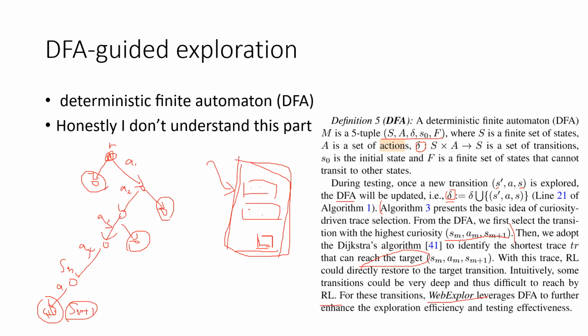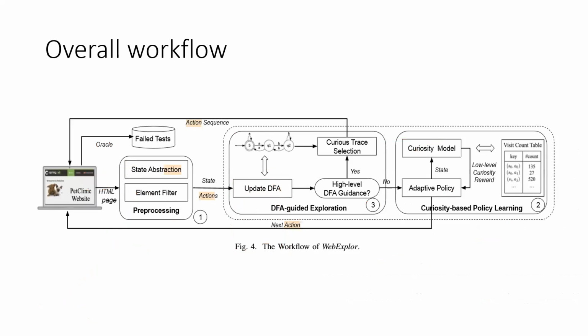So okay, this is the overview of the web explorer. Basically, they extract the state and then they interact with it, and they are basically using a Monte Carlo tree search to explore. Will you please go through the workflow again?